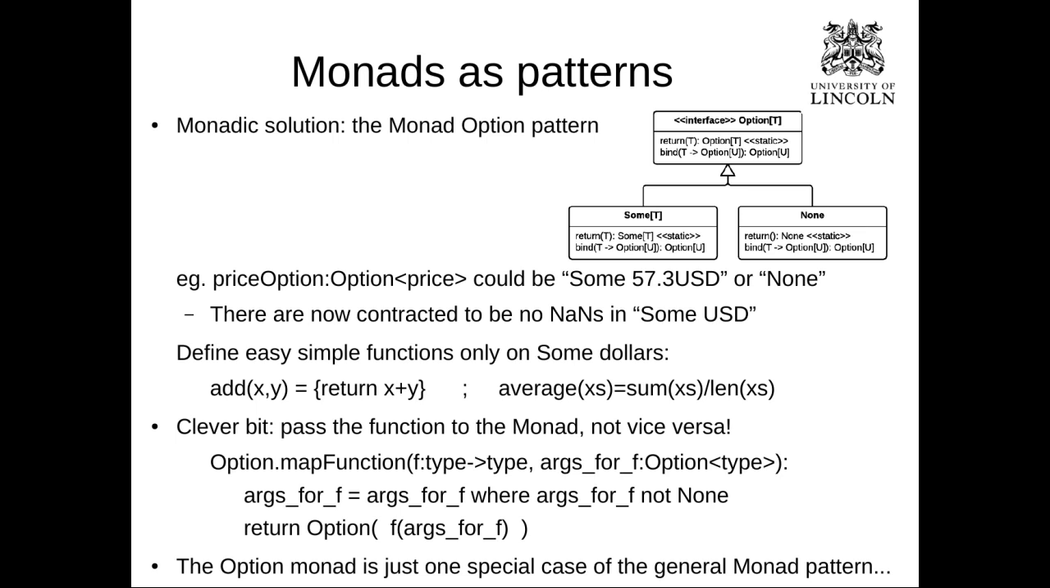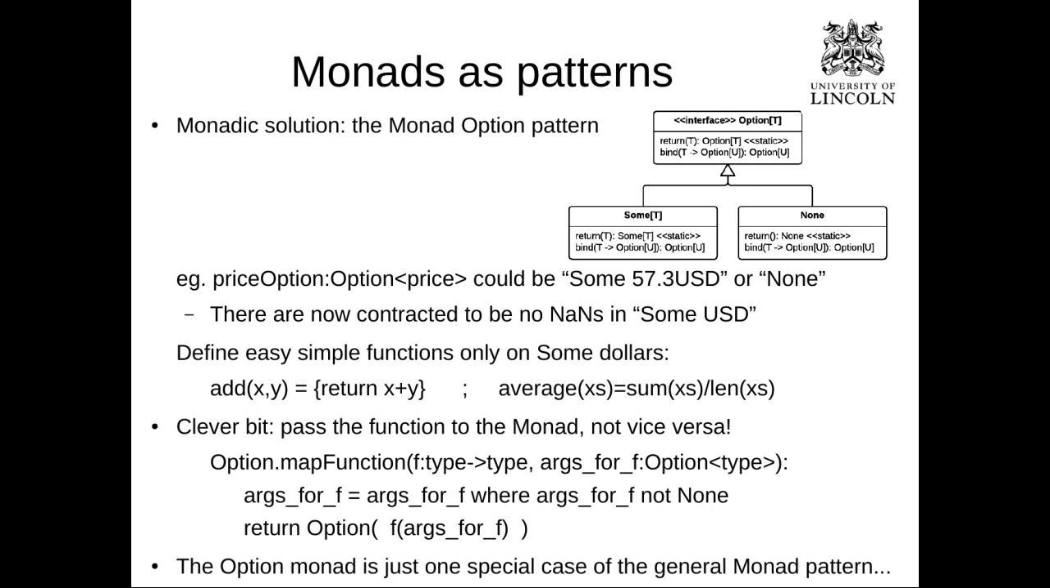So remember, the function was written on the assumption that it will only ever get called with some, but the monad is providing the guarantees. We know that if we have some, then there is a price, and if there's none, then there is no price. So it now becomes the monad's problem to take an arbitrary function and to strip out all the missing data in order to call that function in a way that will make the function work.